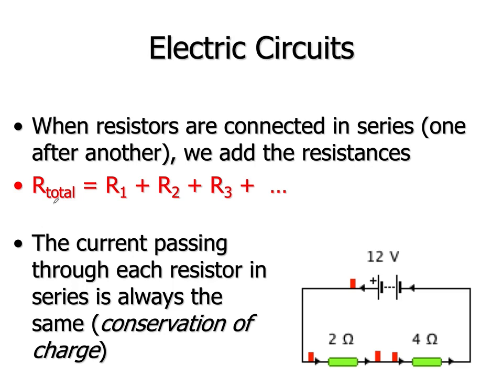Mathematically, it's incredibly simple. The total resistance is just equal to the sum of each of the individual resistors added together. And the current for each one of these has to be the same because there's just no way around it.